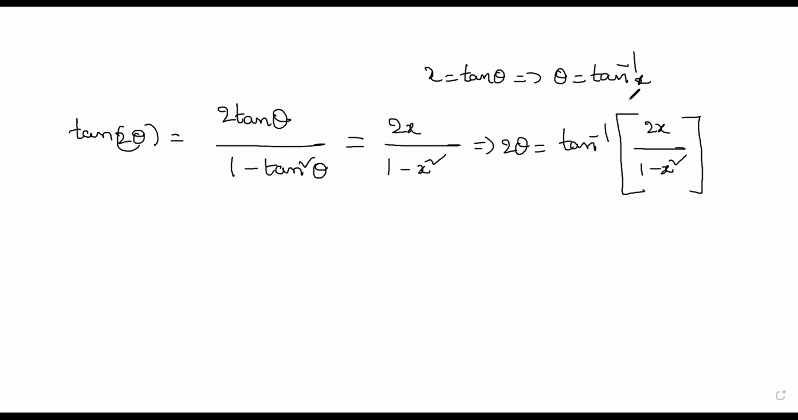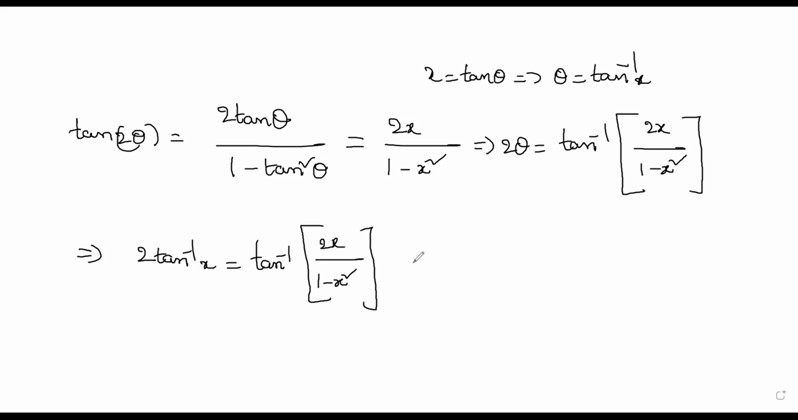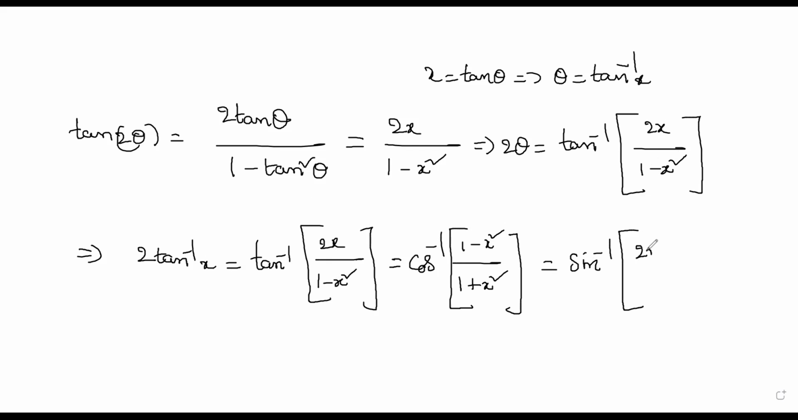So you substitute what is theta, tan inverse x. So you have 2 tan inverse x is tan inverse of 2x by 1 minus x square. And also we have proved that it is equal to cos inverse of 1 minus x square by 1 plus x square. And we also proved that it is sine inverse of 2x by 1 plus x square. That's it. This is the proof.